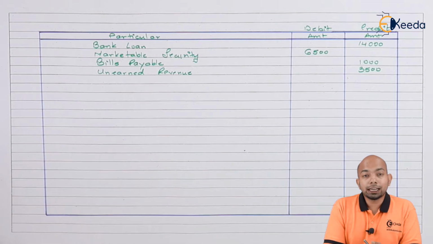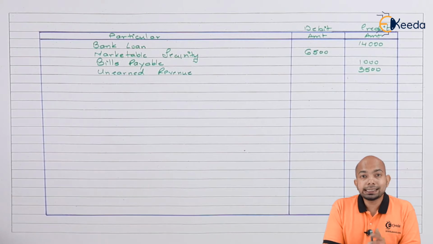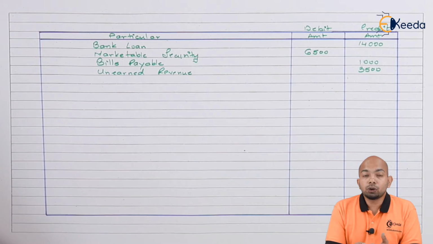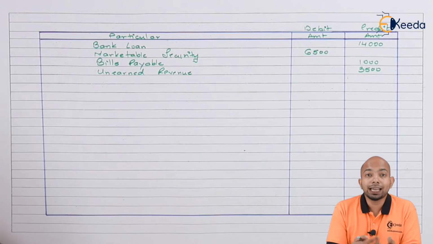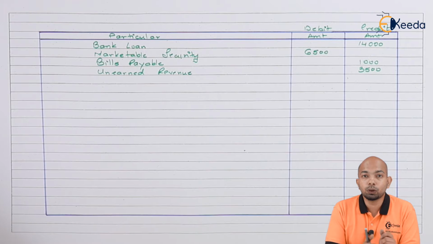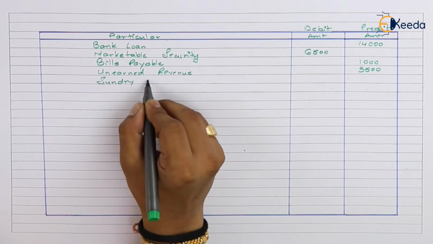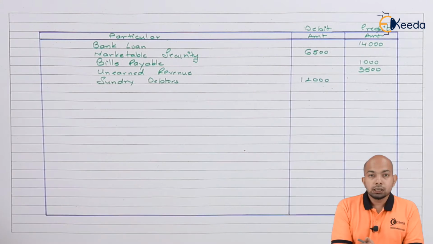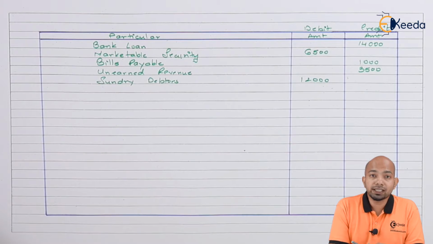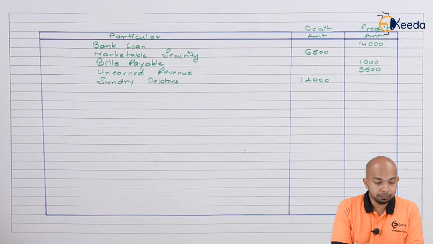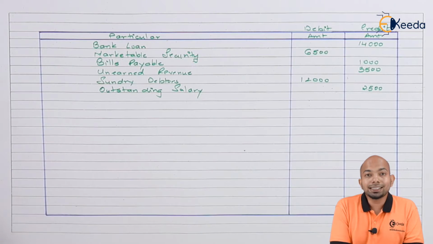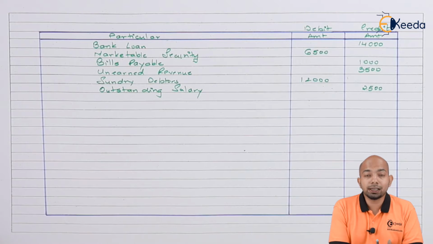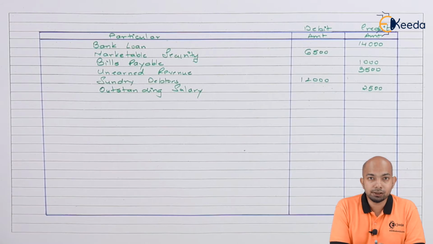Unearned revenue, that means a contingent income, is still a liability because we never know whether we'll receive this amount or whether we have to give this amount back to the person who is giving us the income. Hence, it is a liability and will always have a credit balance. Sundry debtors being assets will always have a debit balance, hence mentioned on the debit side. Outstanding salary, that means salary that is supposed to be paid, is a liability, hence it will have a credit balance here.